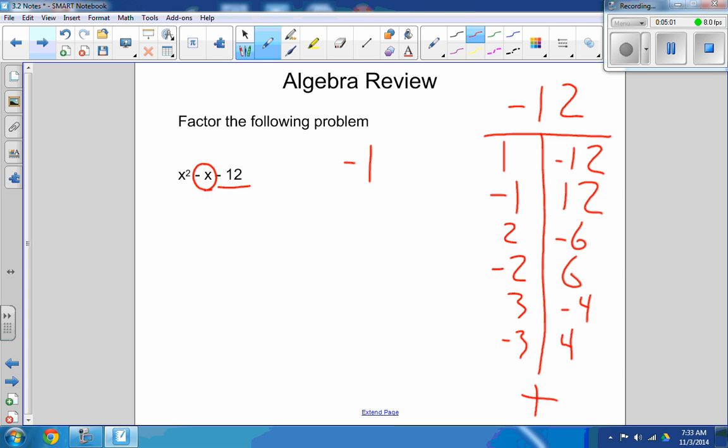2 plus negative 6, negative 4, no. Negative 2 plus 6, that's 4, no. 3 plus negative 4, oh, that gives me negative 1, so this one works. Negative 3 plus 4, that's 1, no, it doesn't work. So my only combination is 3 plus negative 4. So I'm going to end up with x plus 3 times x minus 4.